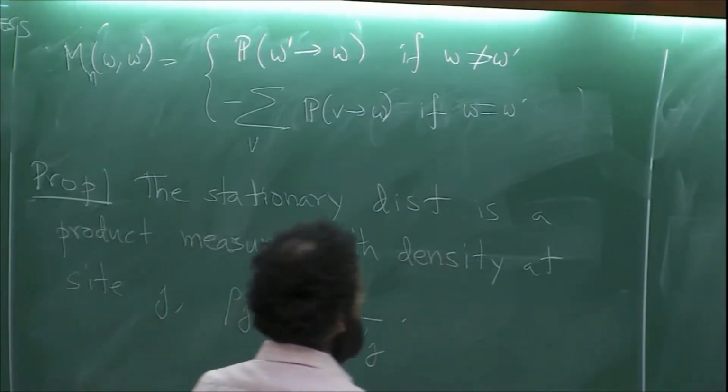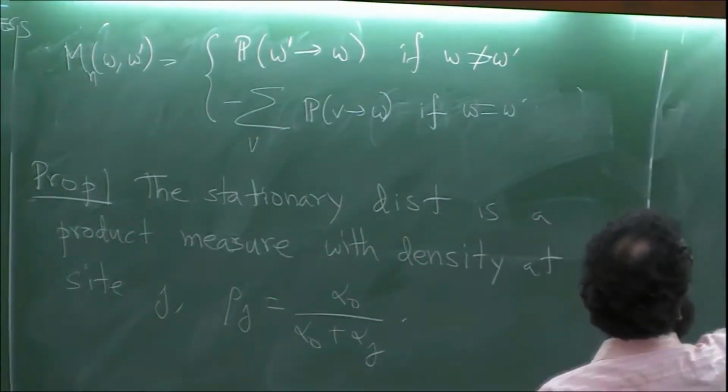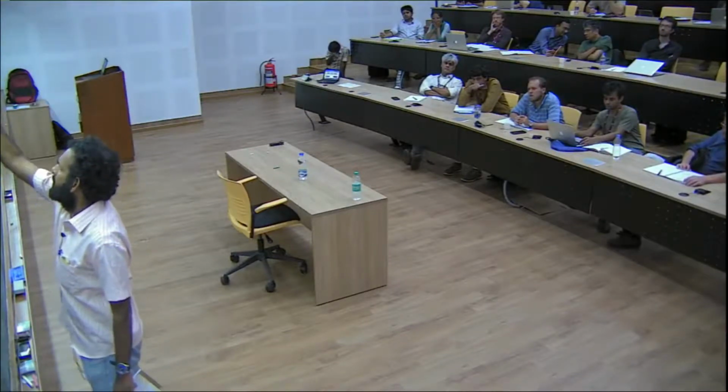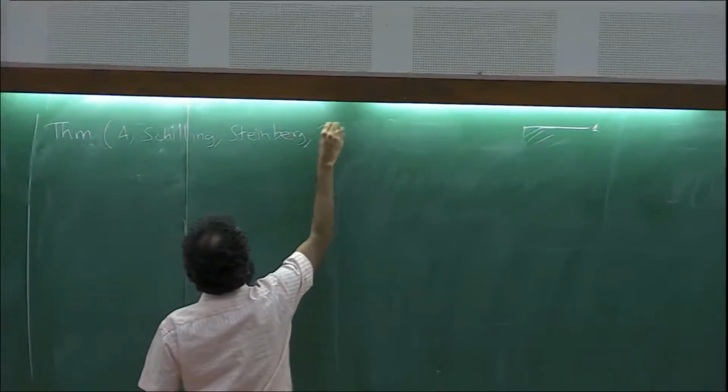So this is the first result, but in addition, this model satisfies very nice properties, which I want to share with you. The following is not an easy theorem. At least we don't know any easy proof. So this is joint work with myself, Anna Schilling, then Steinberg, and Nicolas Thierry.